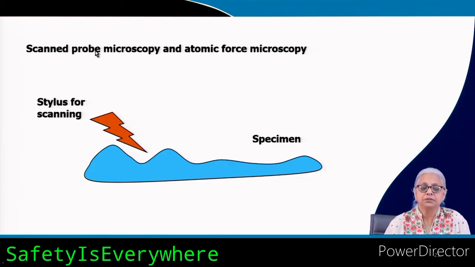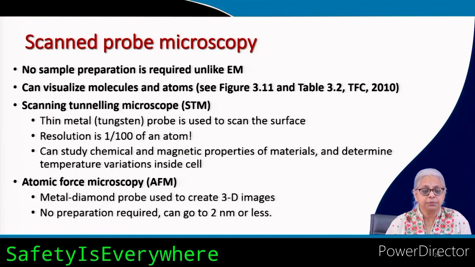So the same principle is applied in both types of microscopy. In scanning tunneling microscopes, you have a thin metal, it may be tungsten, that is used to scan the surface. The resolution that they are claiming is 1/100th of an atom. So 1/100th of an angstrom is what is possible with scanning tunneling microscopes. This can allow you to study chemical and magnetic properties of materials as well as temperature variations within the cell.